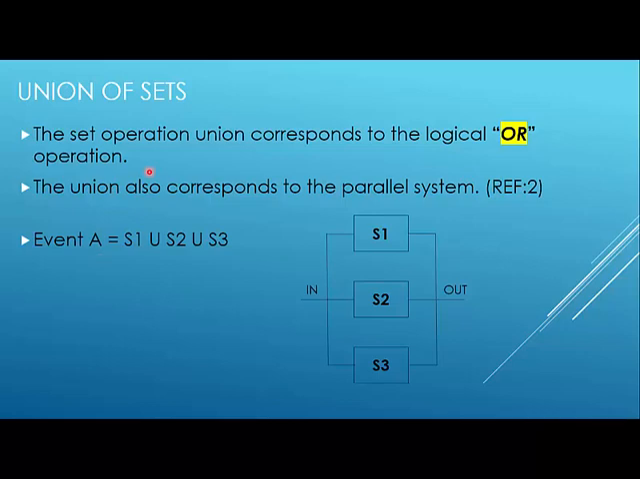The union set operation corresponds to the logical OR operation. The union also corresponds to the parallel system. So this operation, union operation of set, corresponds to the logical OR operation. So here you can see that S1, S2 and S3 are three systems which are combined in parallel because it is an OR system, and it is represented in set theory by the union operation.